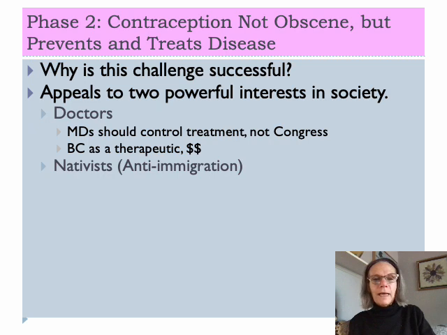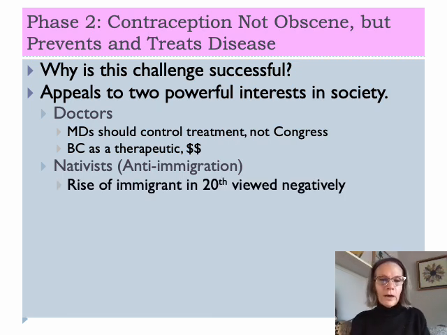Another powerful interest in society at this time were nativists, those who were anti-immigrant, anti-immigration. As we know, there was a rise of immigration at the beginning of the 20th century from Eastern Europe, Southern Europe, and Northern Europe. As those people came into the United States, there was a backlash, sort of similar to the backlash that we have today. There was a sense that these weren't true Americans, and that when they would come and have a lot of babies, it was basically degrading the purity of the true Americans in the United States.